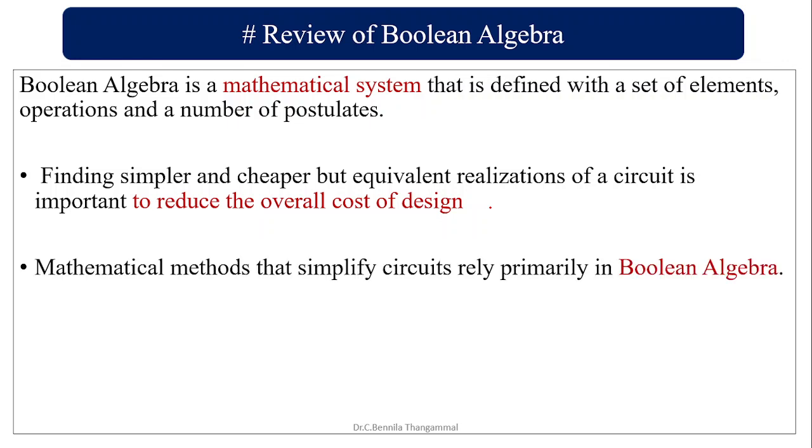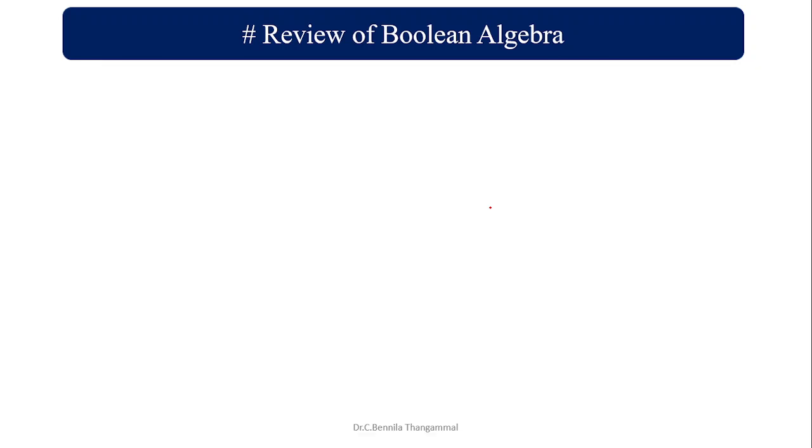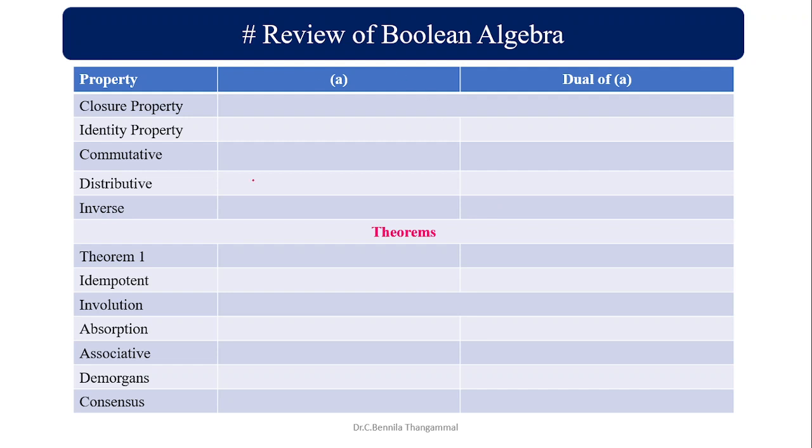So this can be obtained using the Boolean postulates and theorems of the Boolean algebra. So we'll see the Boolean postulates and theorems of the Boolean algebra. The postulates that we are going to see are closure property, identity property, commutative property, distributive property, and inverse. Here we'll be seeing it for both your addition as well as your multiplication, the duality of it. For closure property, the result of each operation will be either 0 or 1.